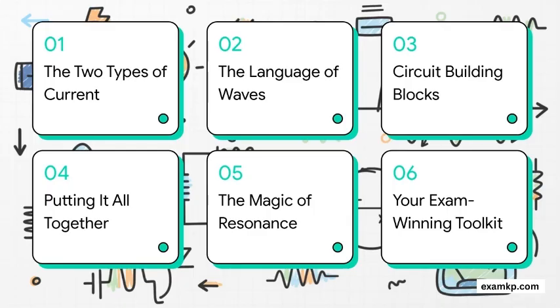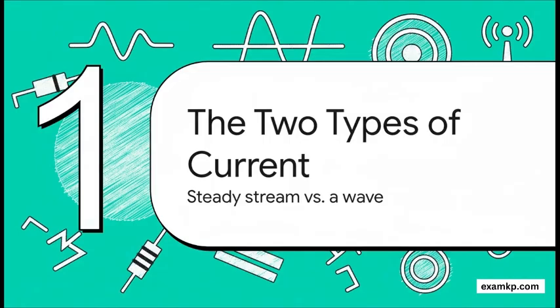So here's our game plan. First, we'll tackle the absolute basics, the two kinds of current. Then we'll learn to speak the language of AC waves. After that, we'll meet the main players in any circuit, see how they all work together, and then we get to the really cool parts, the magic of resonance. To finish it all off, I'm going to give you a perfect toolkit of formulas to lock it all in. You ready? Let's go. Okay, first things first, we have to talk about the two fundamental ways that electricity flows.